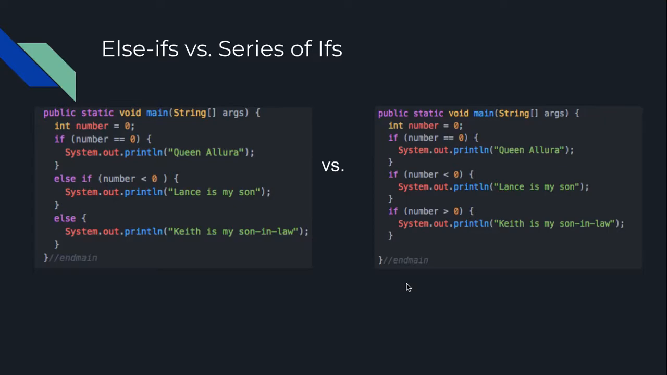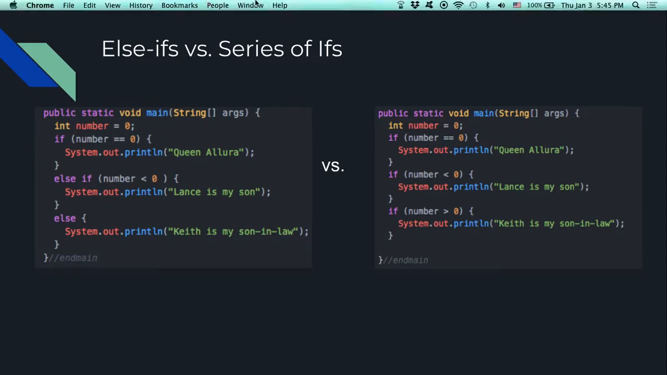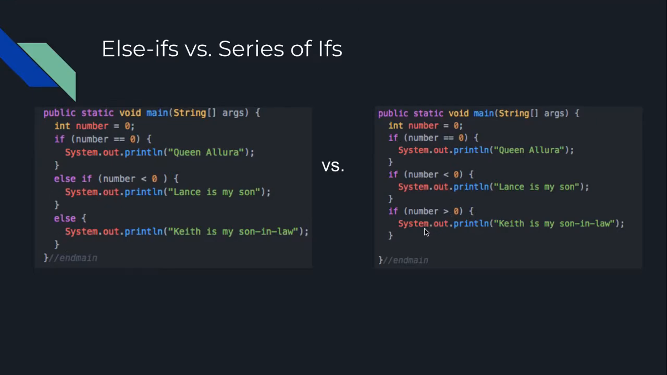Now I wanted to go over the difference between a series of else-if statements and a series of if statements. These two codes look exactly the same, except on the left-hand side we have if, else-if, and else. On the right-hand side we have if statements with the same exact conditions. What's great about else-ifs is that, in this case, we have number equal to 0, so it'll first go into this block of code and print Queen Elora. But then, if I've gotten into this condition, the other conditions don't matter. So Java will actually not even read those conditions and just skip the elses over. So it actually saves a lot of time.